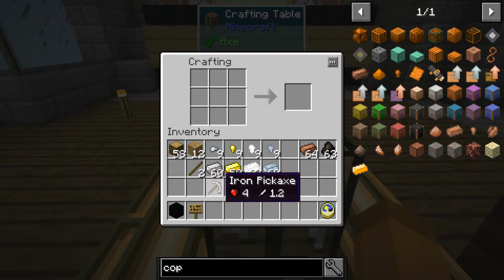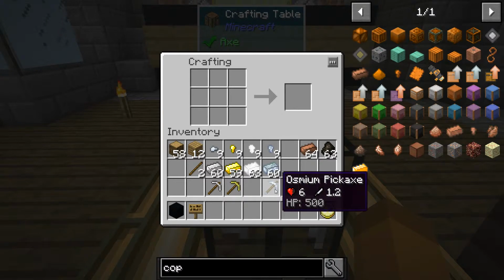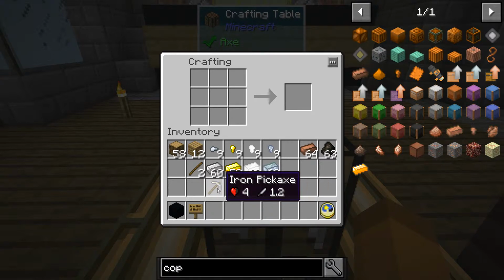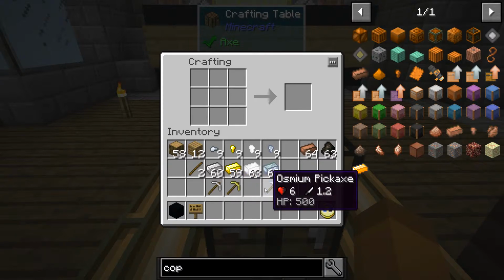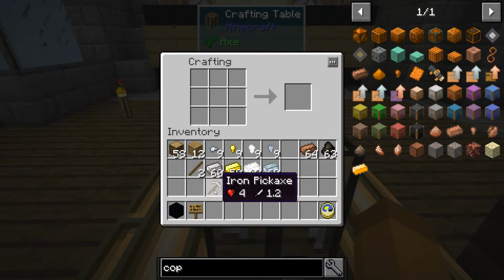You'll notice this iron is 4 hearts and 1.2 knives. This golden pickaxe is 2 hearts and 1.2 knives, and this osmium pickaxe has 6 hearts and apparently 500 HP. We also know from experience in Minecraft that iron will last longer than gold, but gold mines faster than iron. And we know that the gold doesn't last as long as iron because gold in real life is softer and more malleable and it bends. But this osmium actually lasts longer than the iron does. And you'll notice it just looks tougher and more durable because osmium in real life is a more dense element.